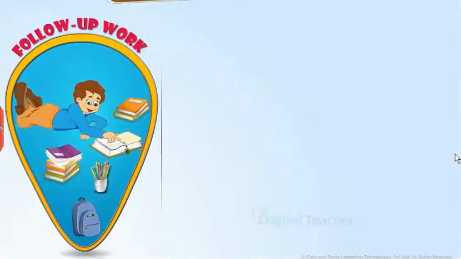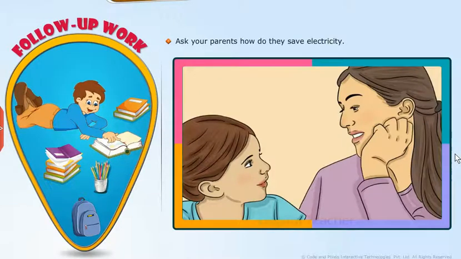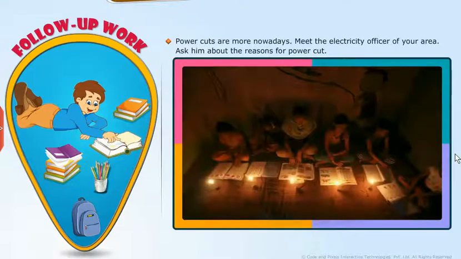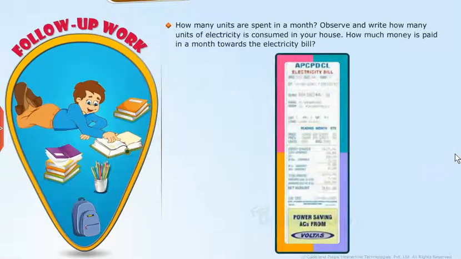Follow-up work. Take up the following activities. Ask your parents how they save electricity. Power cuts are more nowadays. Meet the electricity officer of your area. Ask him about the reasons for power cut. How many units are spent in a month? Observe and write how many units of electricity is consumed in your house. How much money is paid in a month towards the electricity bill?